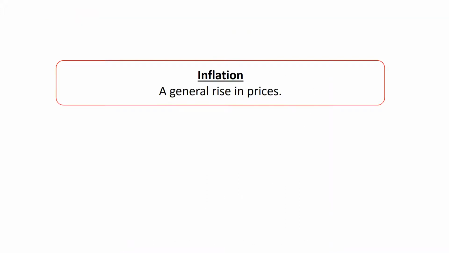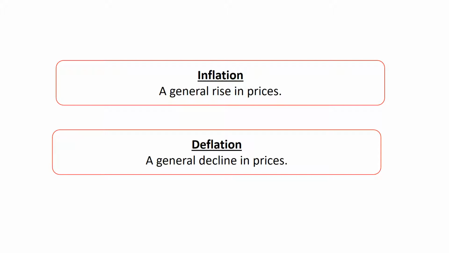You must have heard of this term inflation, and when we use the term inflation, what it refers to is a general rise in prices. And when we say general, it means we are looking at a number of commodities and we see an increase in prices. The opposite of inflation is deflation, and deflation refers to a general decline in prices. Inflation happens most of the time. Deflation is a rare phenomenon.